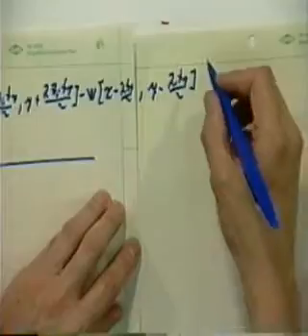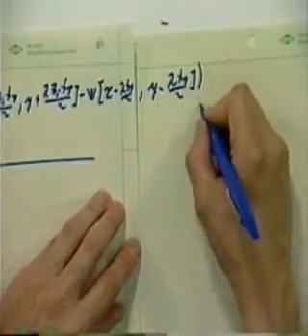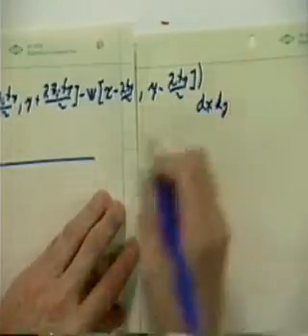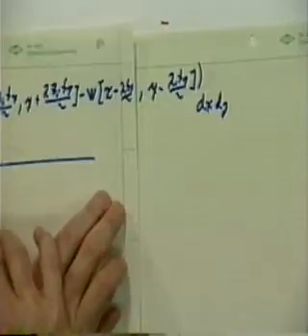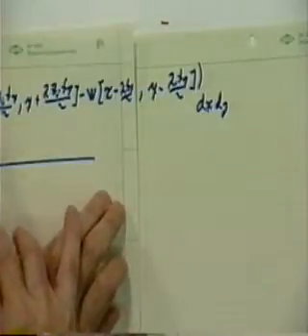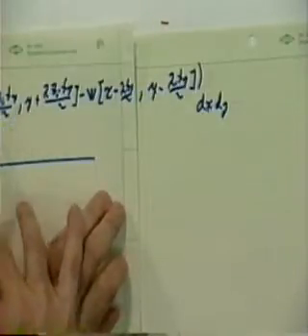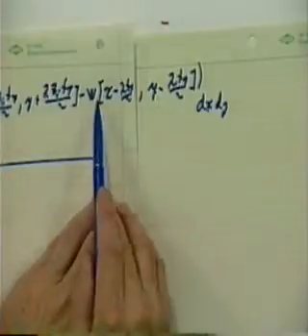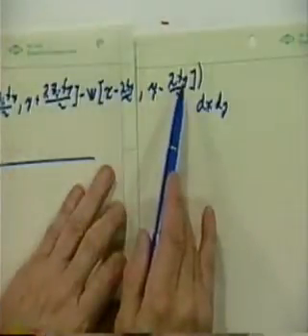I'm not sure how you do this on your sheet of paper. dx dy. So anyway, it's just the integral over the region of overlap of the wavefront shifted in one direction minus the wavefront shifted in the other direction.